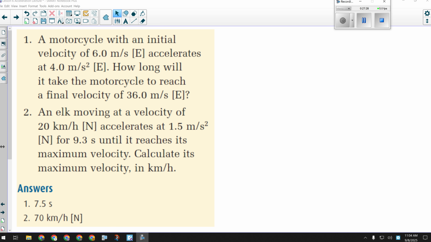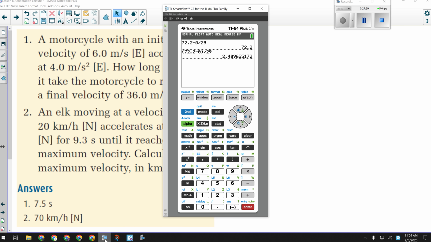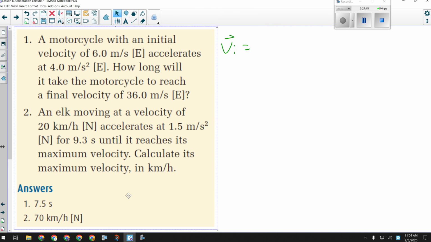Okay, so in number 2, we have an elk moving at 20 kilometers per hour. That would be its initial velocity. But I need to convert that to meters per second. So I take that 20 kilometers per hour, divide by 3.6. All right, so I got 5.5. But I'm going to leave all the decimals in my calculator, which is what you should always do as well.